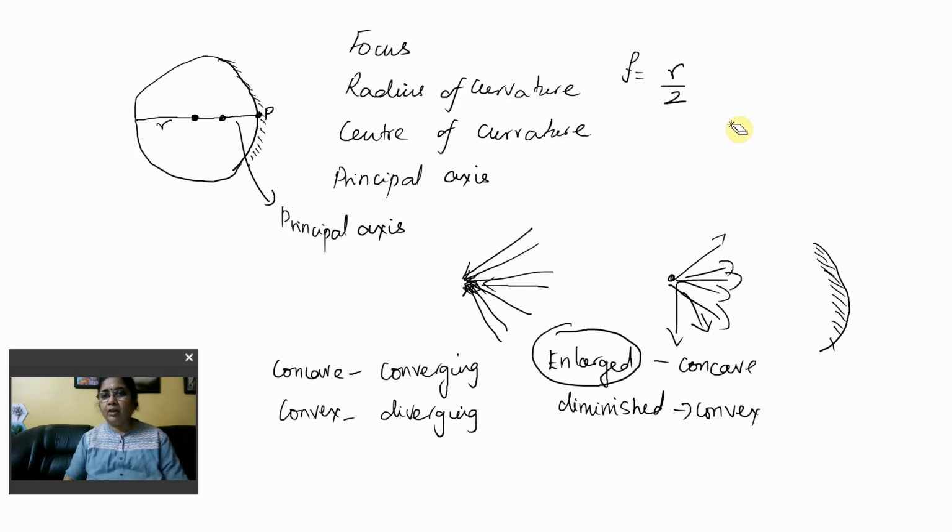So if this is my object and this is my image, it is erect and same size. If this is my object and this is my image, it's very rare. This is again erect but enlarged. If this is my object and this is my image, it is erect, diminished. Do we have all these cases? Of course not. I'm just telling you for understanding.